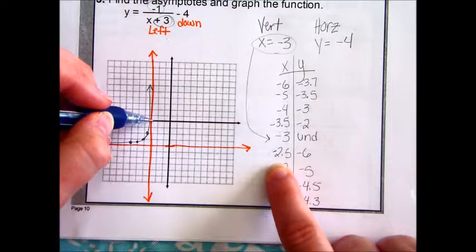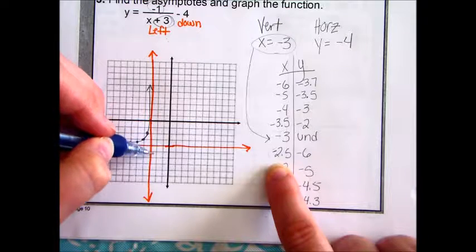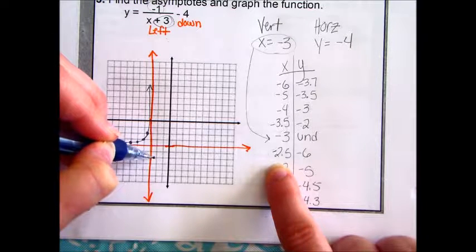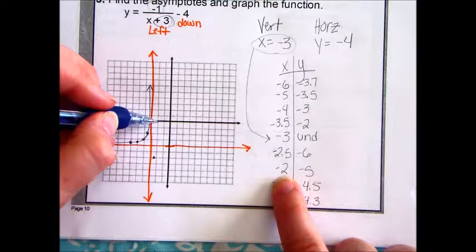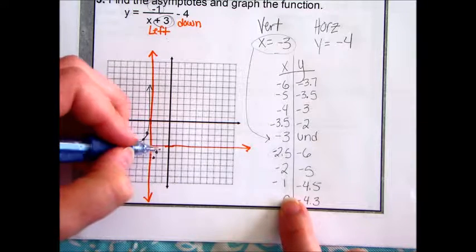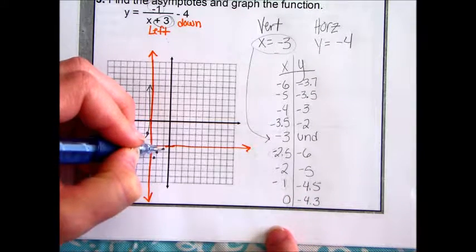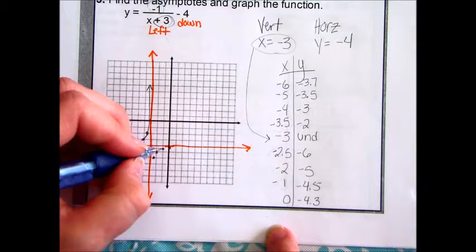Negative 2.5, negative 6. You can see that it's going to be reflected on the other side. Negative 2, negative 5. Negative 1, negative 4.5, 0, negative 4.3, and you can see the curve happening here.